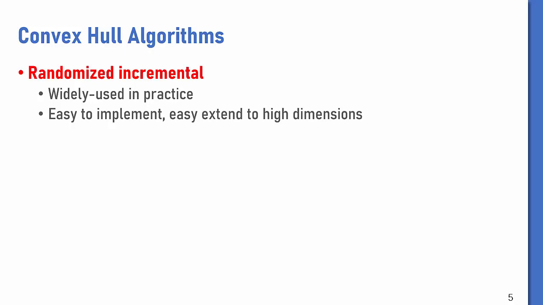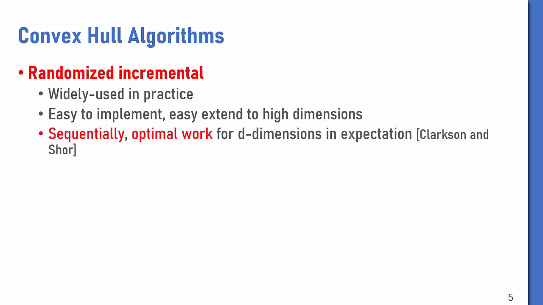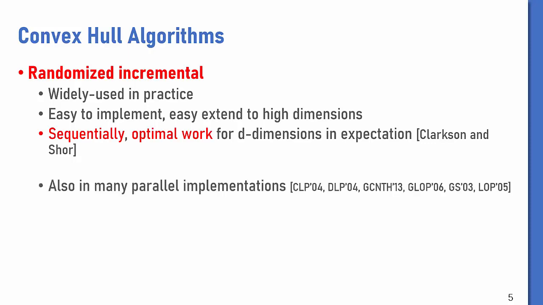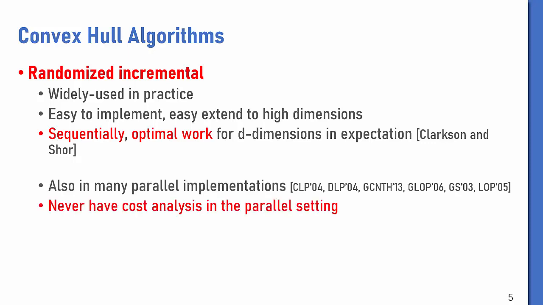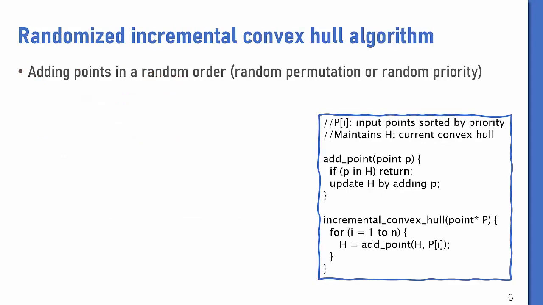It's widely used in practice probably because it's easy to implement and easy to extend to high dimensions. Sequentially, Clarkson and Shor have shown that the expected cost of randomized incremental convex hull algorithm is optimal in d dimensions, so it's also theoretically efficient. Actually, it's also the most widely used approach in parallel implementations. However, on the theory side, before this work, there's no known result about cost analysis for the parallel incremental convex hull algorithm. So let's see what is a randomized incremental convex hull algorithm.